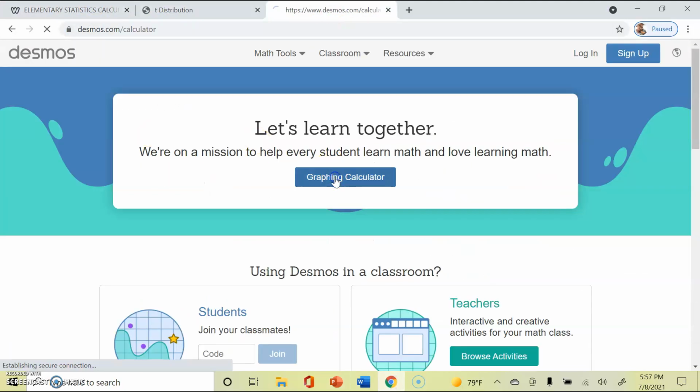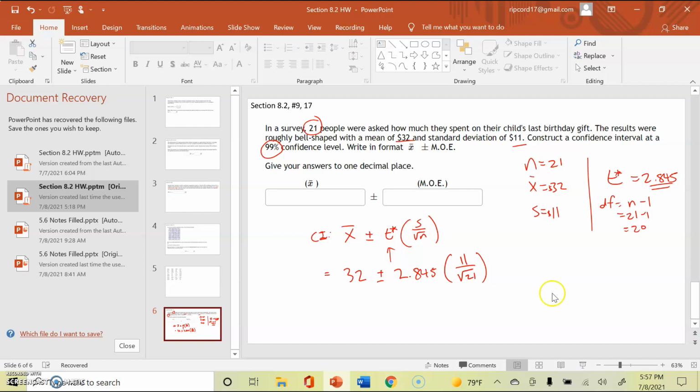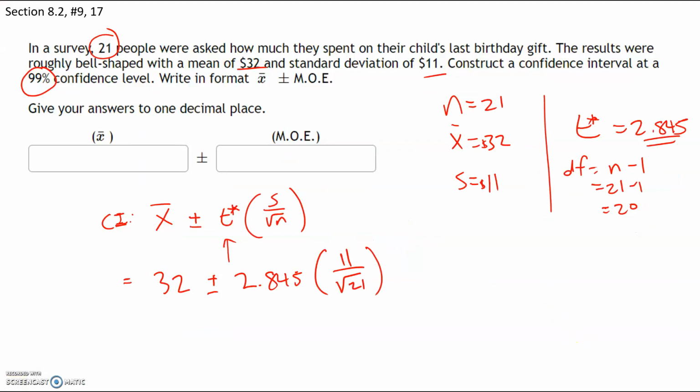So in Desmos, we're going to have 32. But now, look at the answer. Look at the format we want the answer in. They don't want the answer simplified into an interval. They just want it separate, as the sample mean goes in the first box and the margin of error, which is this part, goes in the second box. So guess what? We're not going to actually simplify it into an interval. In the first box, I'm going to put 32 because that is my sample mean. And the margin of error is going to be this part, the 2.845 times 11 over radical 21.